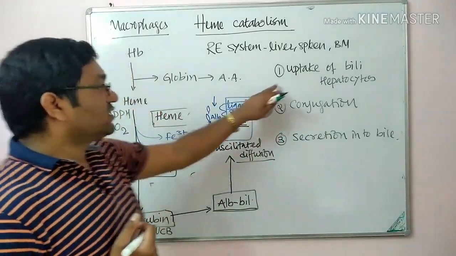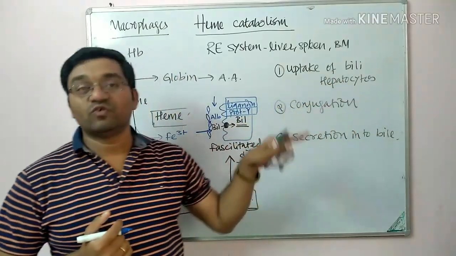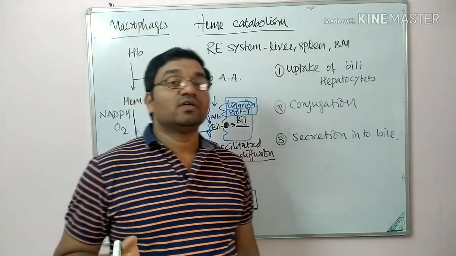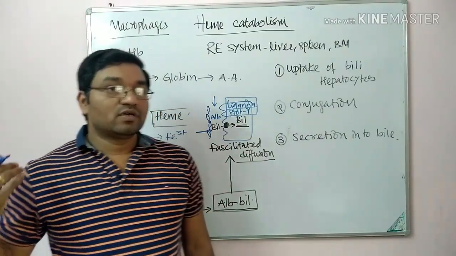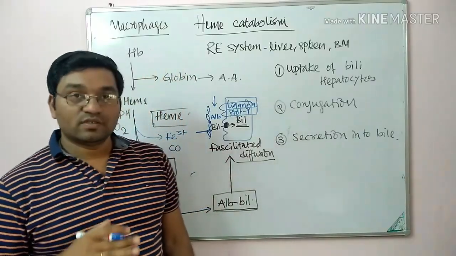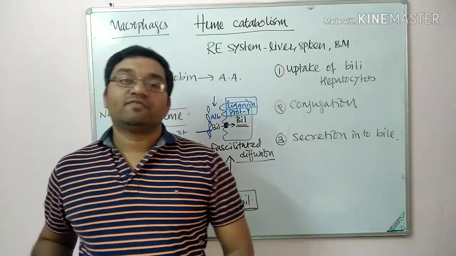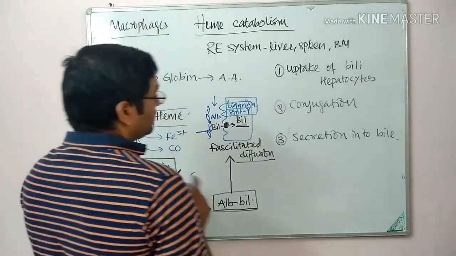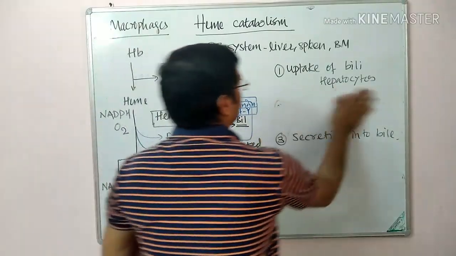So here the first step is the uptake of bilirubin by the hepatocyte with the help of facilitated diffusion, and this is not a rate limiting step in the bilirubin metabolism. Even if there is more production of bilirubin, it gets taken up by the hepatocyte for the conjugation. Now after the uptake by the hepatocyte, the second step is the conjugation.